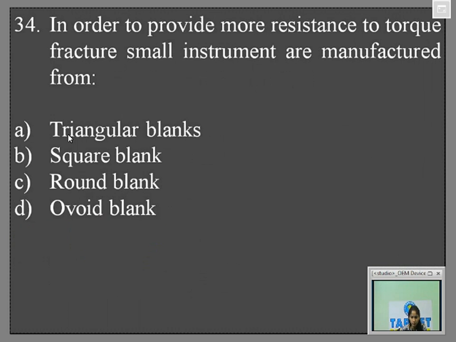We go on to the next question. In order to provide more resistance to torque, small instruments are manufactured from. The 34 question number.